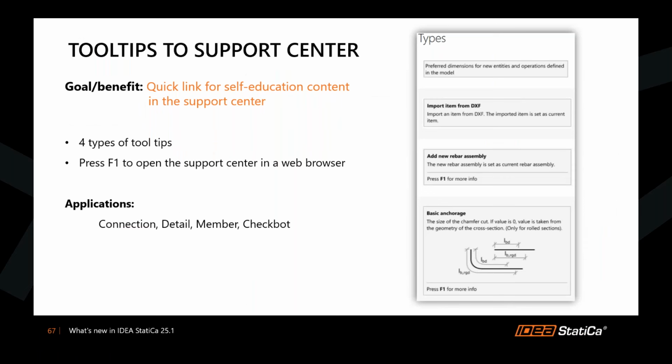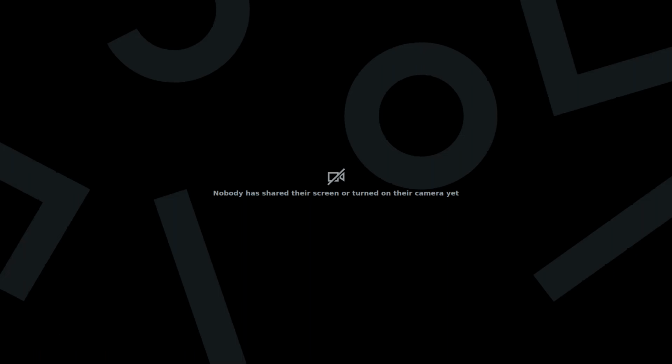And last but not least, we have improved the tooltips that will bring you to Support Center across the suite of applications of connection, detail, member, and Checkbot. We have 4 types of tooltips, as you can see on the right side. And when you press F1, it will bring you to our support center to a relevant article explaining the given feature, so you know what you are doing while you are working in our applications. And that wraps it up. And we're moving on to regional improvements.